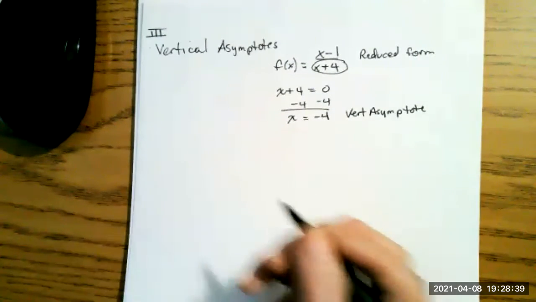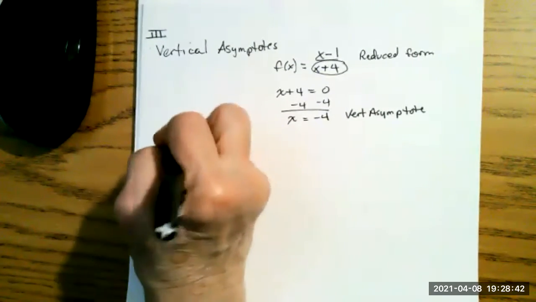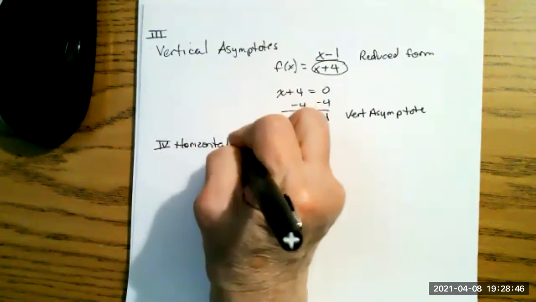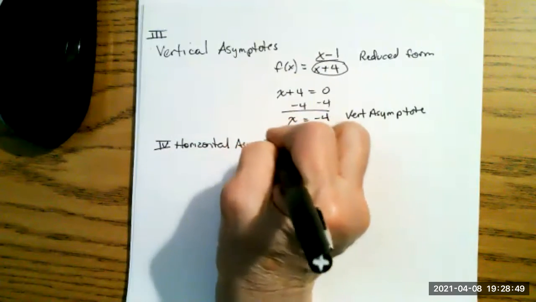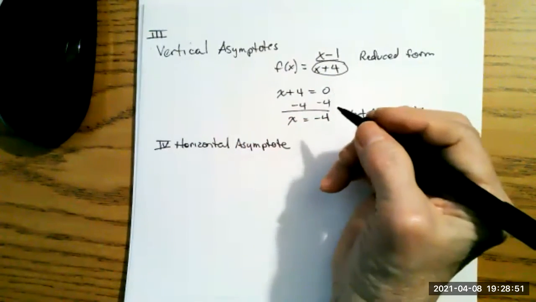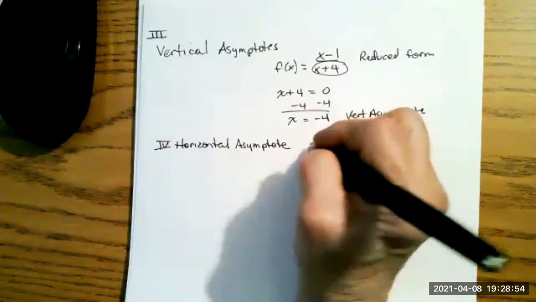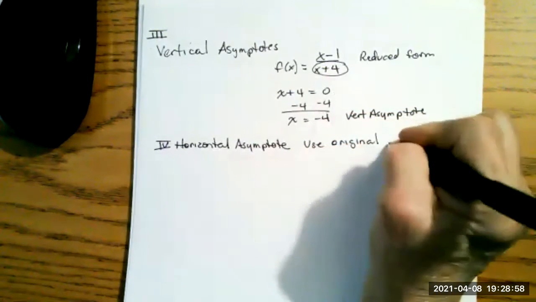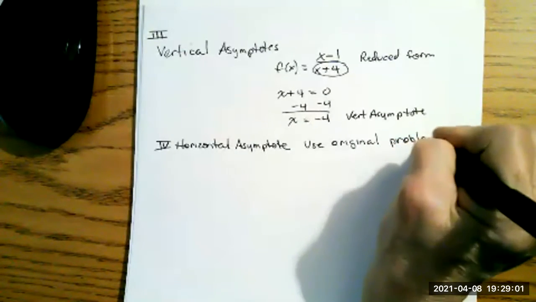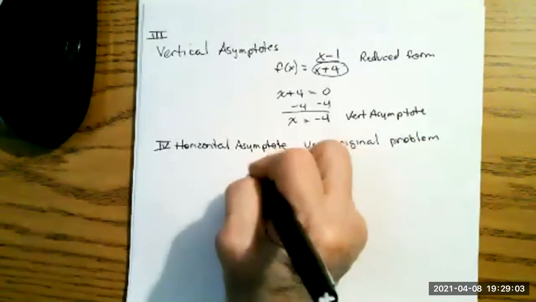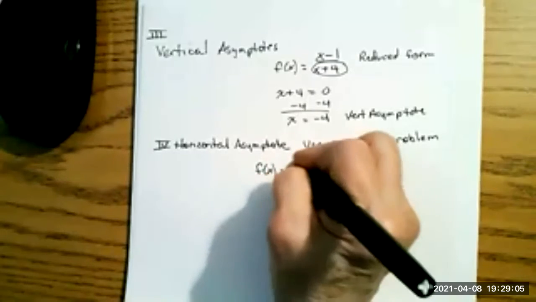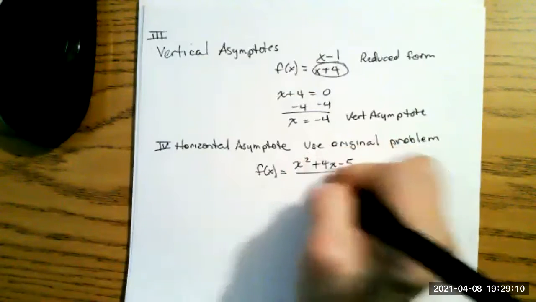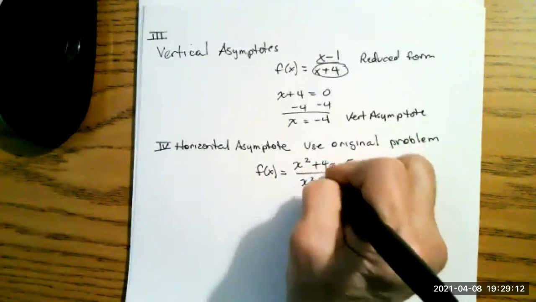Okay, so then let's try the horizontal. For the horizontal asymptote, just because, use the original problem. I think you could always use reduced, but the rule is to use the original, but so I don't want to say that you can always use the reduced.